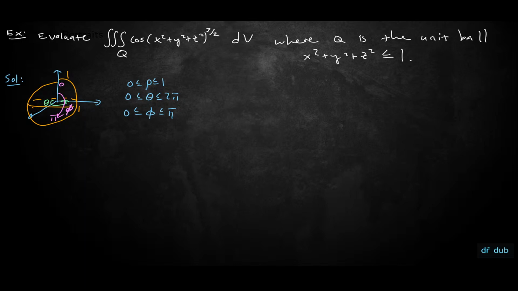And now we've got integral from 0 to pi. Oh, let's see, 0 to 2 pi. We'll do theta last. Integral 0 to pi, integral 0 to 1, cosine of rho squared to the 3/2, rho squared sine phi d rho d phi d theta.